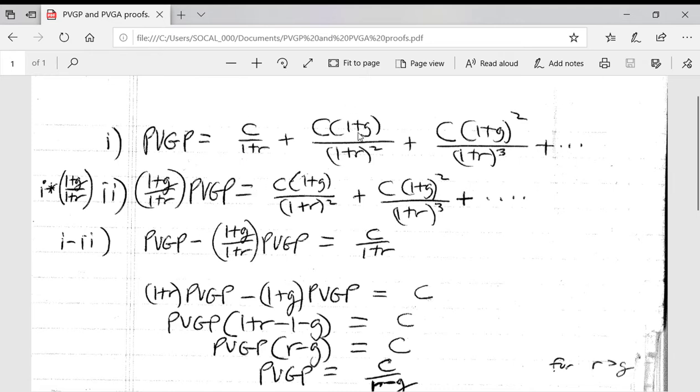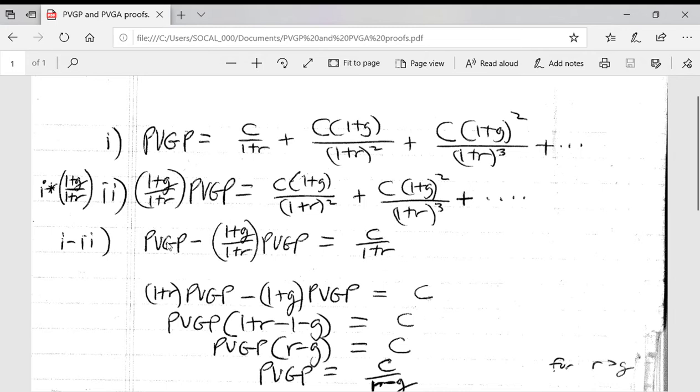But here we have c times 1 plus g over 1 plus r squared. And here we have c times 1 plus g over 1 plus r squared. So this cancels with this, okay? And then our next term here is c times 1 plus g squared over 1 plus r cubed. And we see that's our term here, c times 1 plus g squared over 1 plus r cubed. So these cancel. Since both of these right-hand sides of the equation go on forever, infinitely, everything that's up here is also down here and will cancel. So all that we are left with on the right-hand side is this term, c over 1 plus r.